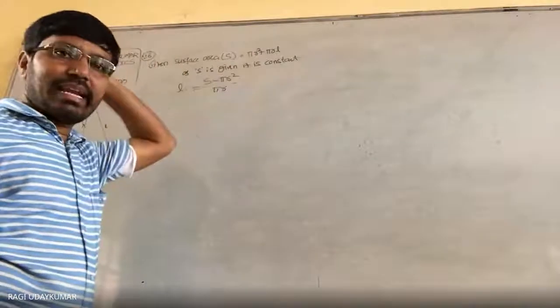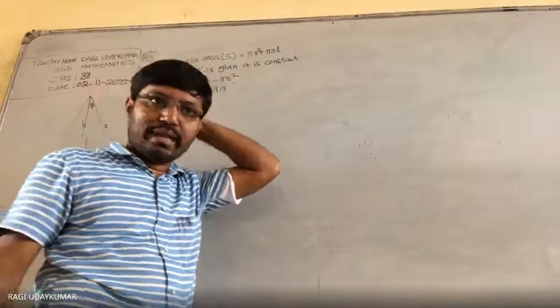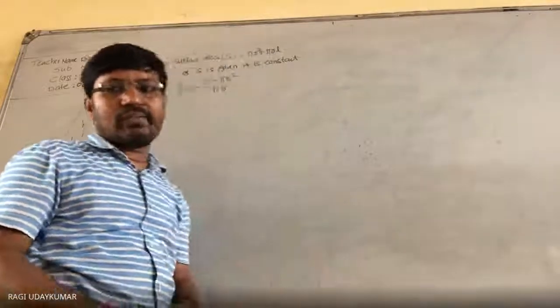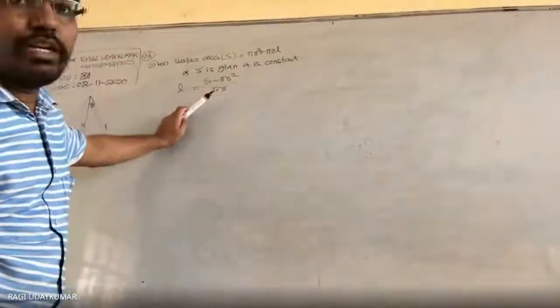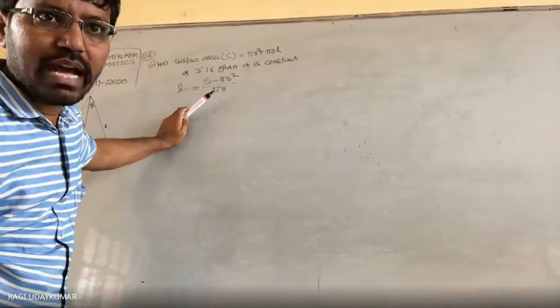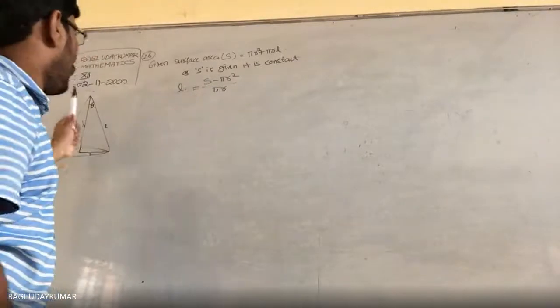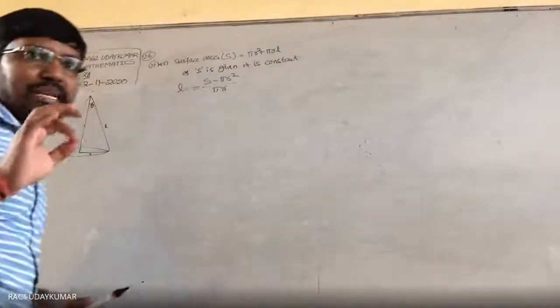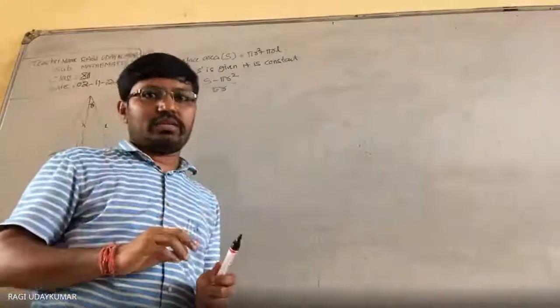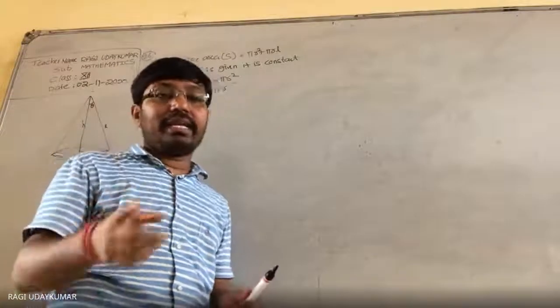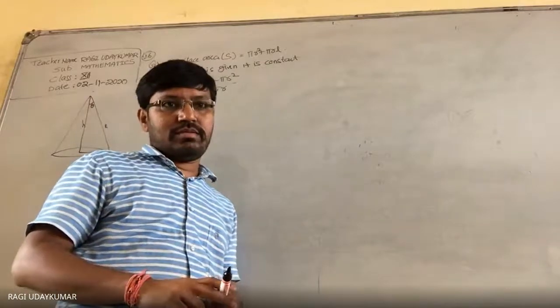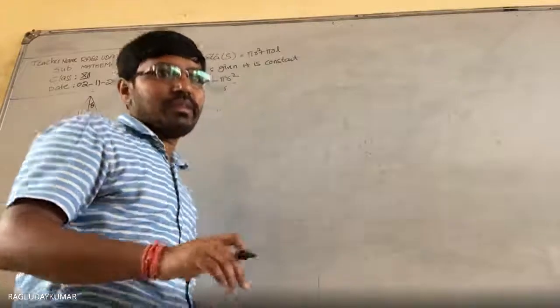Pi r square को इधर ले के आया. S minus pi r square by pi r is equal to L. L you got it. So now what to do here? After getting L, the volume you have to find. Volume of the cone is equal to 1 by 3 pi r square h, and that h should be converted in terms of L and r.